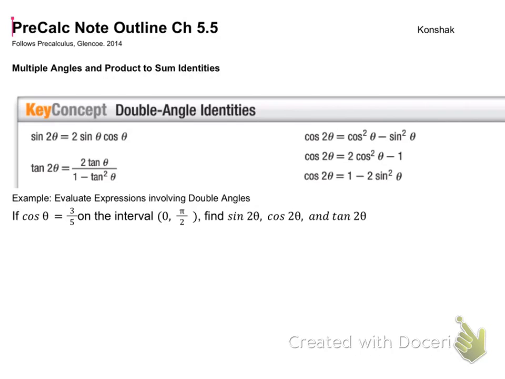Sine and tangent both have only one option. Cosine has 3 options that you can choose from. And so you always choose the one that's advantageous for the given information that you have.